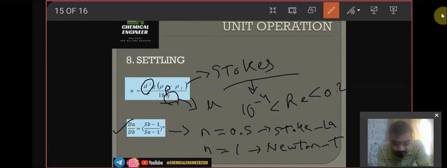And in between we can take n as specified in the question. So this is the formula you should remember. These two formulas related to settling must be remembered. So these are all the required formulas for GATE 2022.